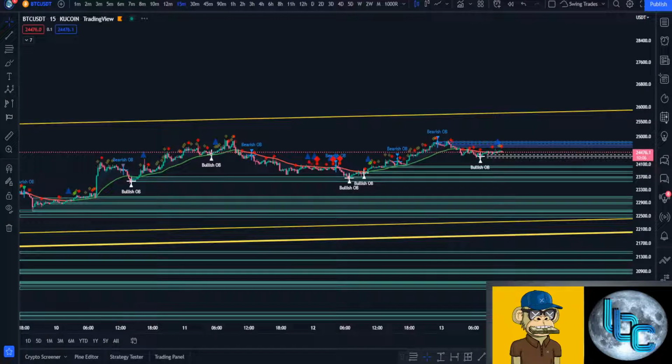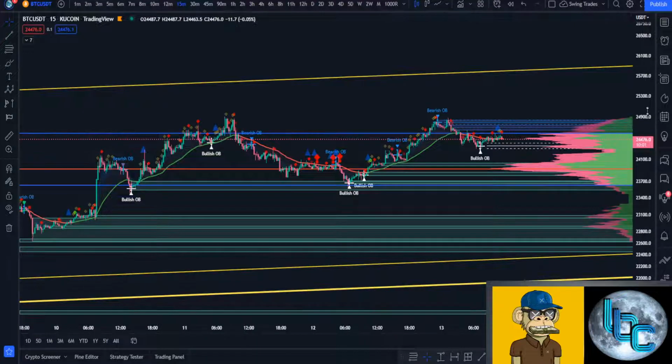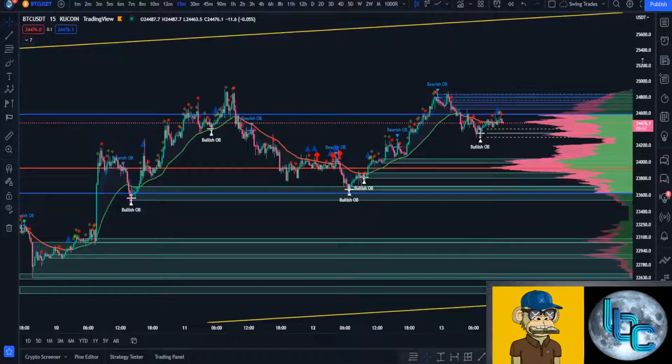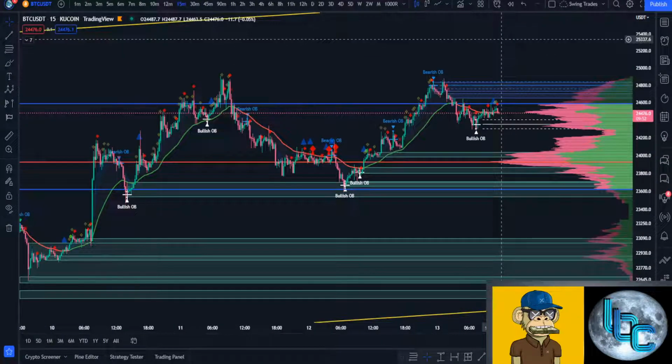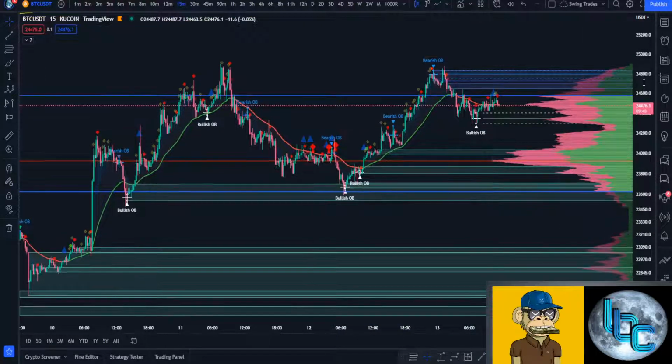And last night when I shorted, and I know everyone was talking shit about me, but I did a 125x short at 24,717. It was actually higher than that, it was 24,780-something, and I kind of dollar cost averaged down.